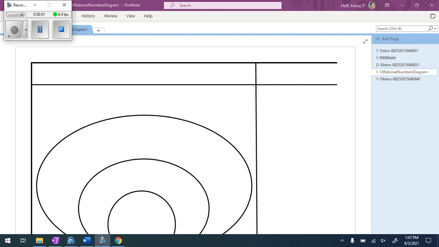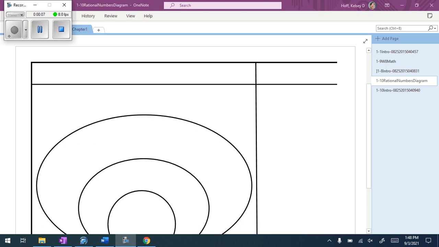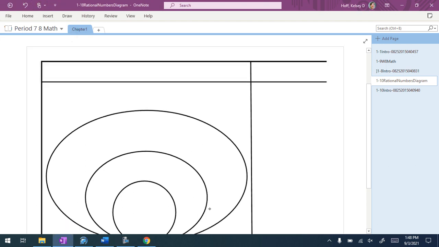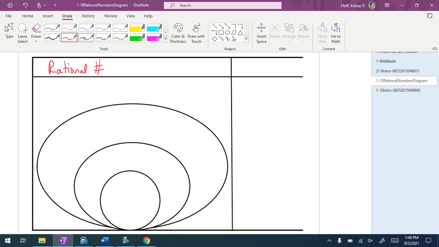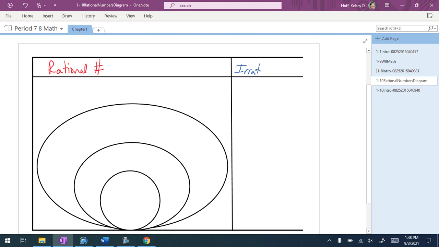That we see, we can categorize. And that's what we're going to work on today: putting a number into as many categories as it fits. So the very first thing that you're going to ask yourself on every single problem is: is my number rational or is my number irrational? Every single number is going to fall into one of those two categories.